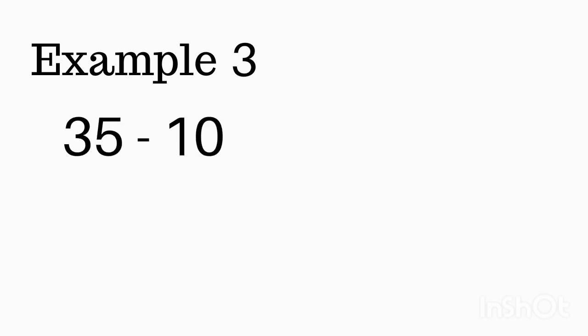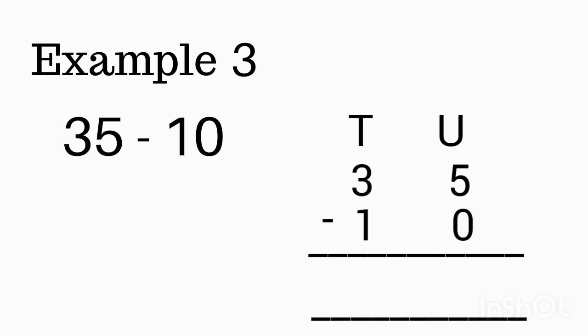Number 3, 35 minus 10. So we're going to do the same thing we did in number 2. Arrange them under tens and units and subtract. 5 minus 0 is 5. 3 minus 1 is 2. So 35 minus 10 is 25. So that's how to get the answer. Arrange both under tens and units and subtract.